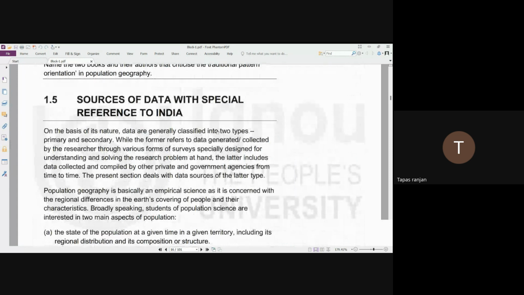Then, what are the different sources of data with special reference to India?